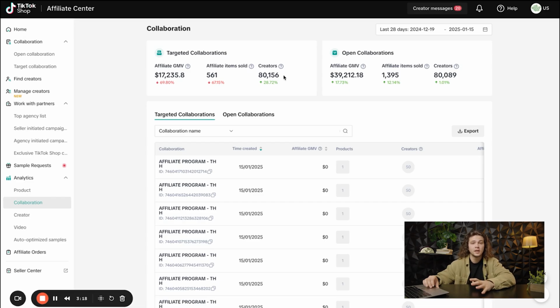Also under here, you'll see the number of creators. This is not an accurate definition of how many creators are actively promoting your product, nor ones that have posted a video. This is the number of creators you have done outreach to. This is more likely to be a total number over the last 6 months, but just again, to give you a sense of the scale here, we have literally reached out to 80,000 creators over the last 6 months.